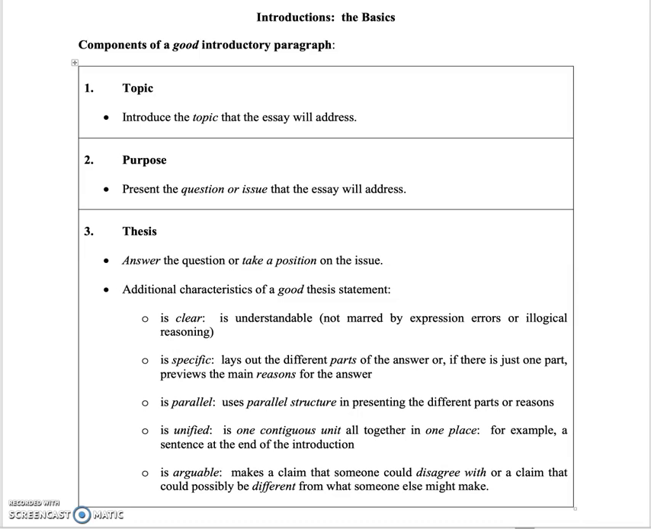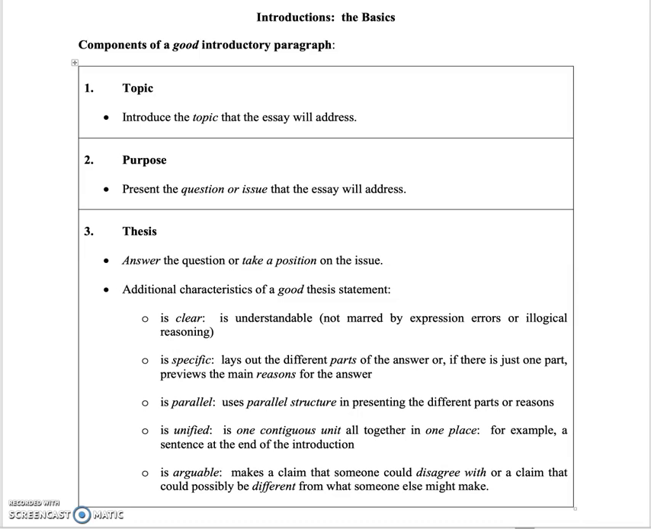Usually you're going to have at least 2 different parts or 2 different reasons. Sometimes you might have 3, maybe 4. Getting beyond that is going to make things a little long. So you want to give about 2 to 4 different parts of your answer or 2 to 4 different reasons here that are specific. You need to make your thesis parallel, especially the parts or reasons. So you want to use parallel structure so that it's easier to read. And we'll be talking more about how to do that in the future.